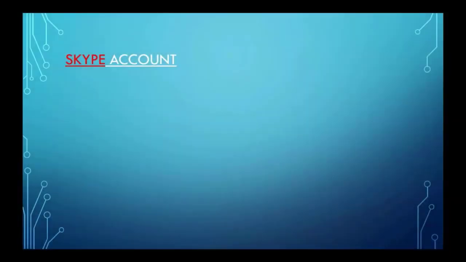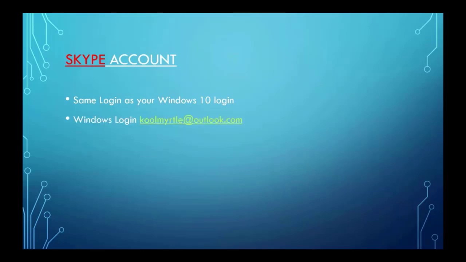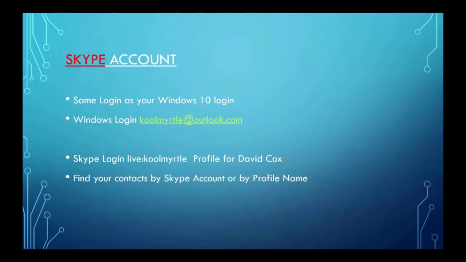So let's have a look at the Skype account that you'll be using. It is built in as the same login as your Windows 10 login. So if your Windows login is coolmyrtle@outlook.com, then the Skype login will be live:coolmyrtle, and the profile name for me will be David Cox. So you can find your contacts in Skype by the Skype account or by the profile name.